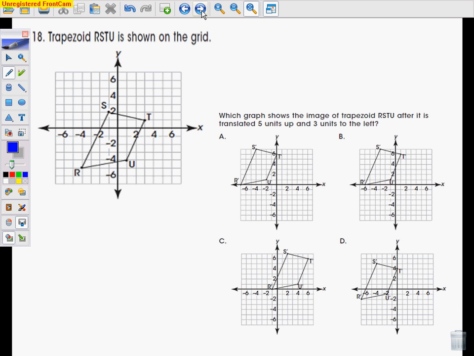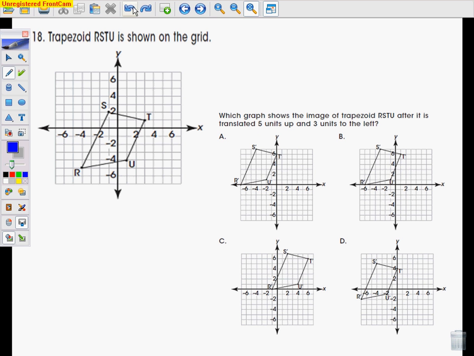Number 18, trapezoid RSTU is shown on the grid. Which graph shows the image of trapezoid RSTU after it is translated 5 units up and 3 units to the left? Easiest way to do this problem is to take each of the points, each of the vertices, R, S, T, and U, and move each of those 5 units up and 3 units to the left. So let's go ahead and start that.